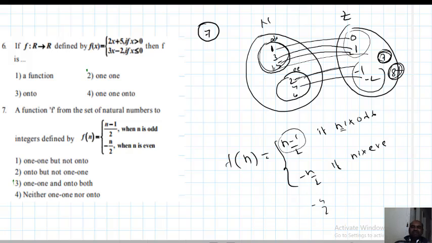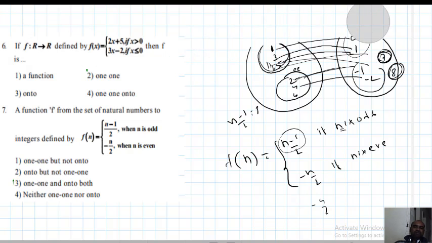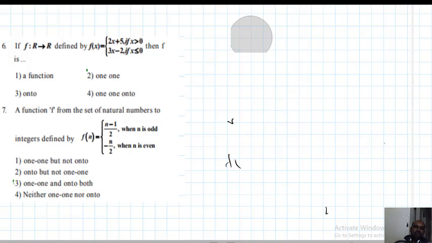We can say that 8 has a pre-image. What value of n? n minus 1 by 2 equal to 8 means n minus 1 equals 16, n equals 17. So this 17 is paired with that 8 only. This means every element of Z has a pre-image. That's why it's onto. So it is 1-1 and onto. I will go with the option 1-1 and onto.